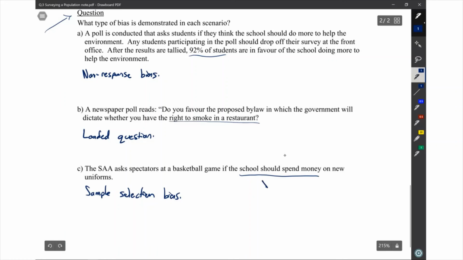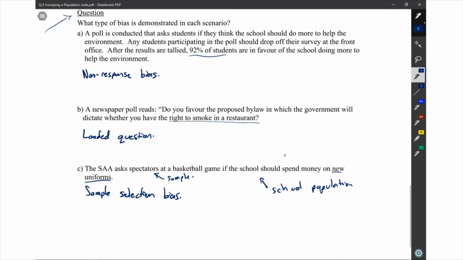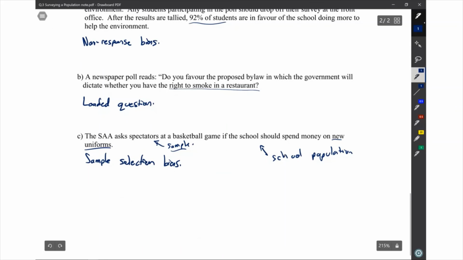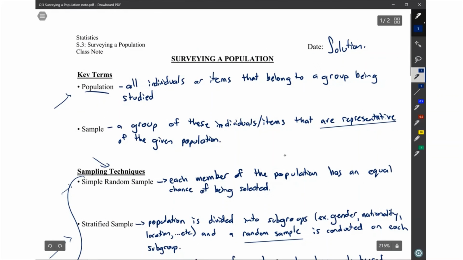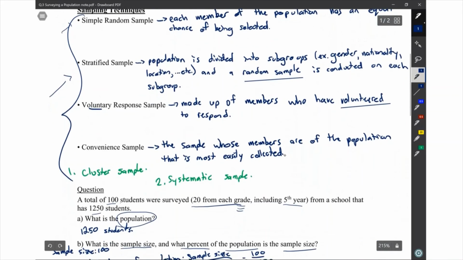So really, the people who are affected by that are the school's population. But the only people we're asking are the spectators at a basketball game, the sample right here. And the question we're asking about is whether the basketball team needs new uniforms. So it's completely connected to this chosen sample. It's really not a fair representation of how the school feels. So that should give you a nice rundown on the different ways that we look at how samples are put together.